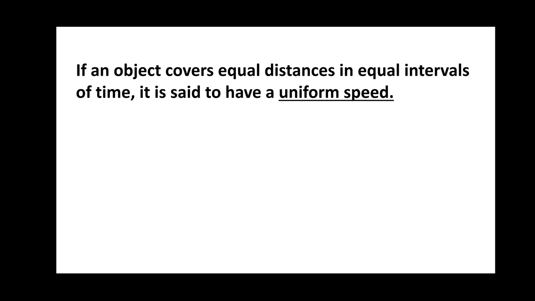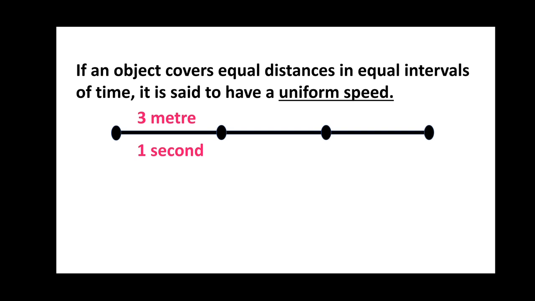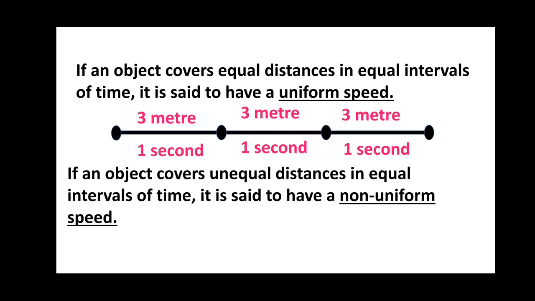If an object covers equal distances in equal intervals of time, it is said to have a uniform speed. Covering equal distances in equal intervals of time means if an object moves 3 meter in every second, like this. 3 meter in first second, next 3 meter in the next second, and next 3 meter in the next second. So we will say that this object will be having a uniform speed of 3 meter per second.